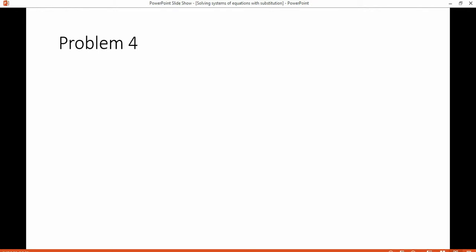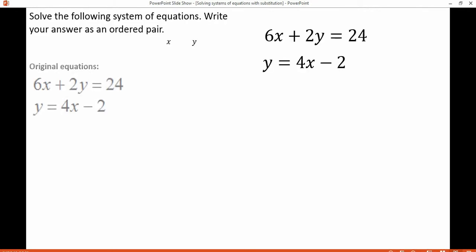All right, problem 4. Solve the following system of equations. Write your answer as an ordered pair. Okay, so we've got 6x plus 2y equals 24, and y equals 4x minus 2. We're going to find this using substitution.